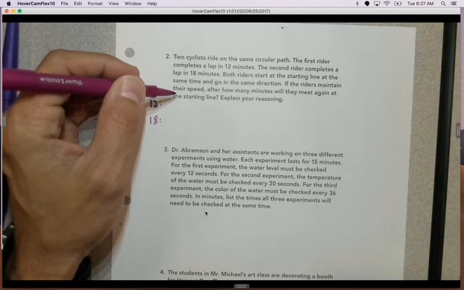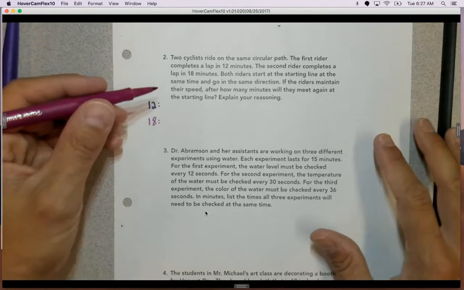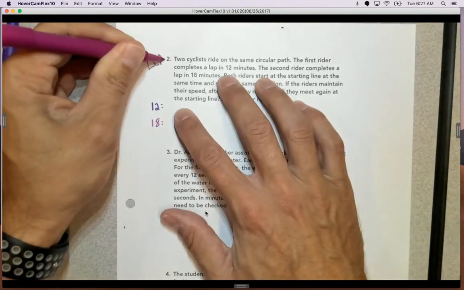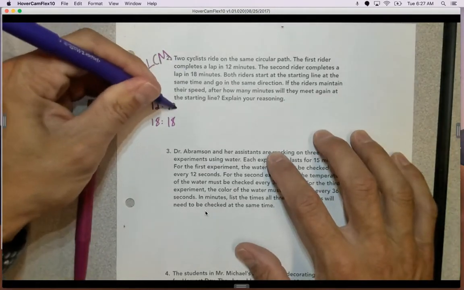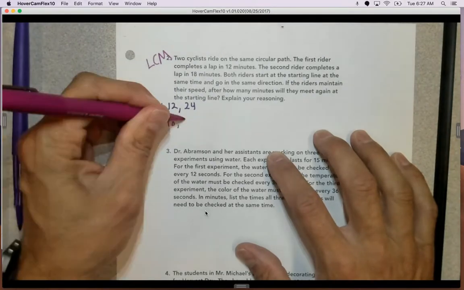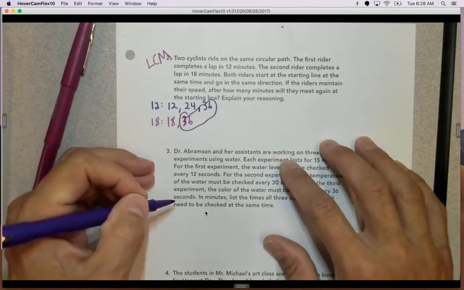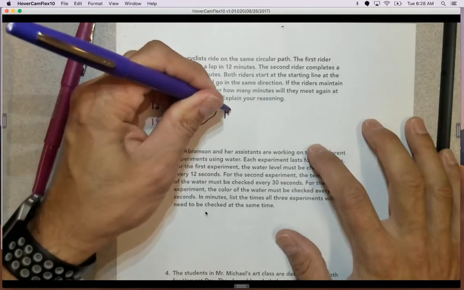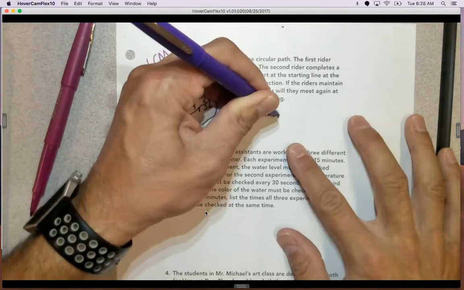Explain your reasoning. So it's time, and time keeps going, time keeps getting bigger, and so time is almost always an LCM problem. And so I want to go back and forth. So I'll start with the bigger number, and then I'll catch up. 18, 12, 36, and then 36. And so it looks to me that after 36 minutes, they will meet again.